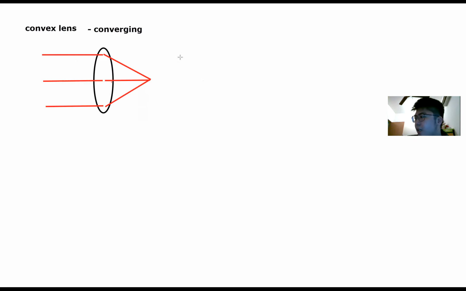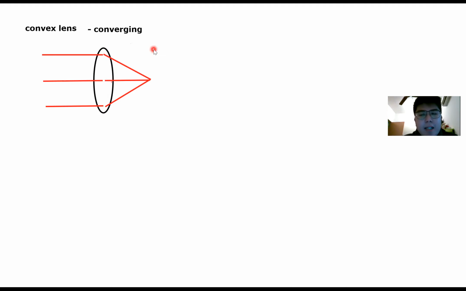Okay, now convex lens. First thing you have to be able to tell the difference between convex and concave. Okay, convex 就是它的旁边是很小个的, 就是它的 diameter 在它的 corner 那边, 很小个的, 然后它的中间是比较肥的, okay? So it's easy to tell the convex lens.